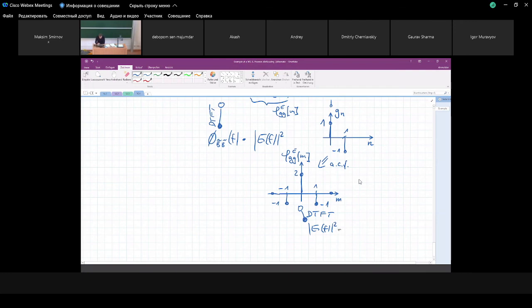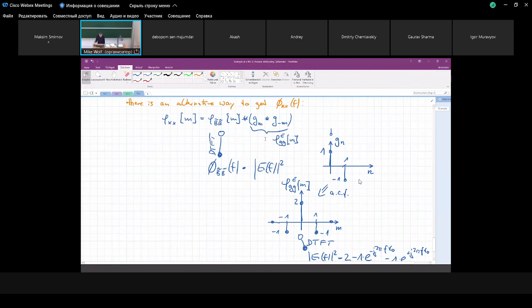What we get is, of course, 2, this constant, minus 1 times e to the power of minus j 2 pi f T naught, minus 1 times e to the power of plus j 2 pi f T naught. What we get is 2 minus 2 times cosine of 2 pi f T naught. This is the result of our power transfer function. Now, if we multiply the power spectral density of our original differentially encoded data stream with this power transfer function, we also get the power spectral density of our AMI coded data stream.